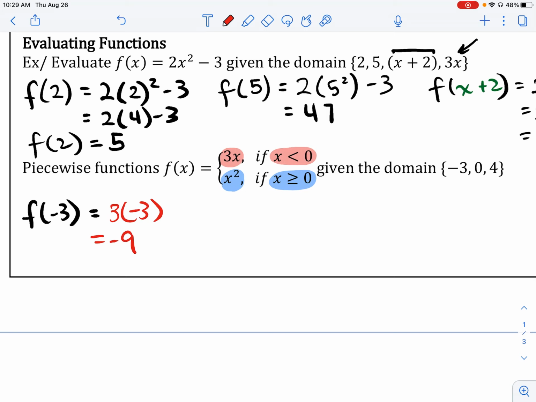Now let's try the next one. What about f of 0? Ask yourself, which piece would I plug this into? Well, this is f of 0, which means I'm going to plug it into the second piece since my domain here is greater than or equal to 0.